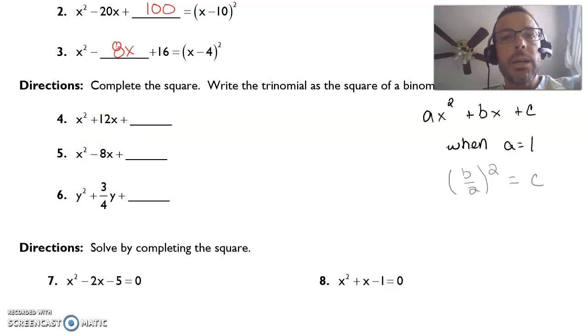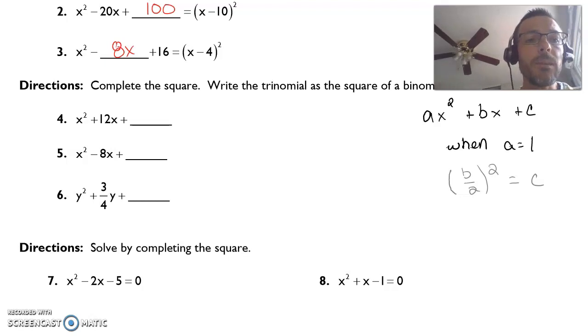So what we're looking at here is standard form for a quadratic, ax squared plus bx plus c. We are only going to focus on quadratics where the leading coefficient is 1, so when a is equal to 1. When that happens, to complete our square, we have to divide the coefficient of x by 2 and square it. That becomes the value for c. Then we can factor this into a perfect square binomial.